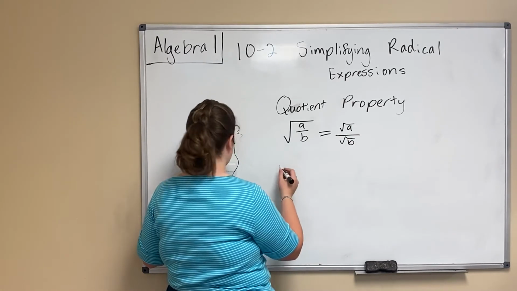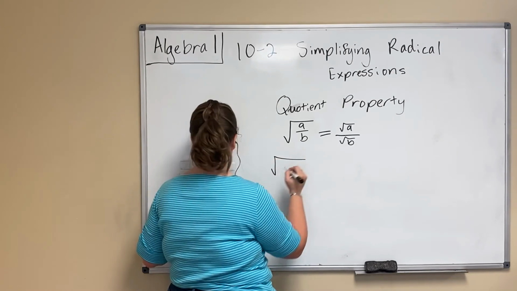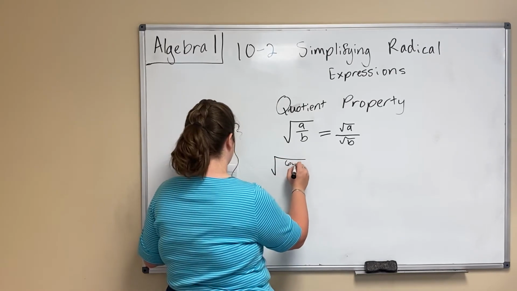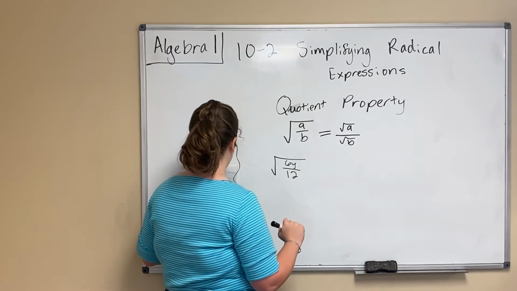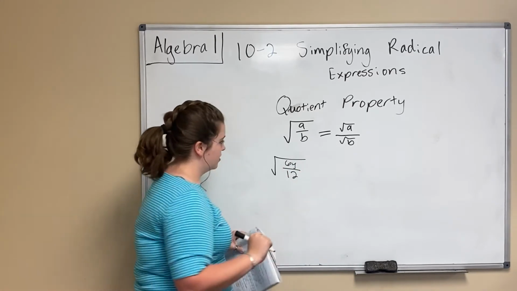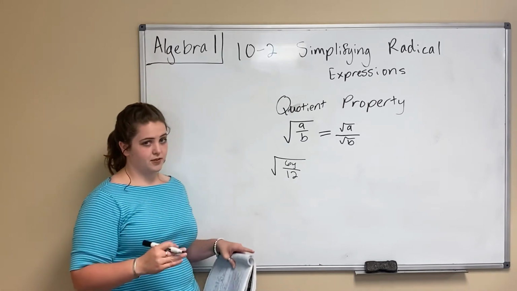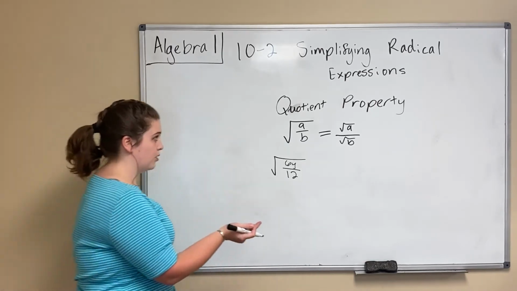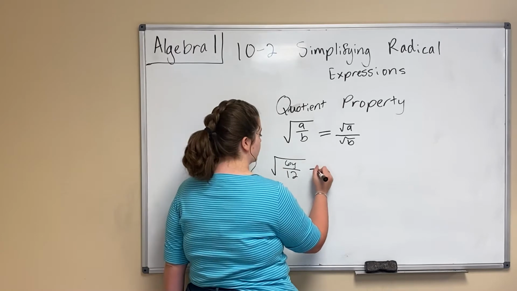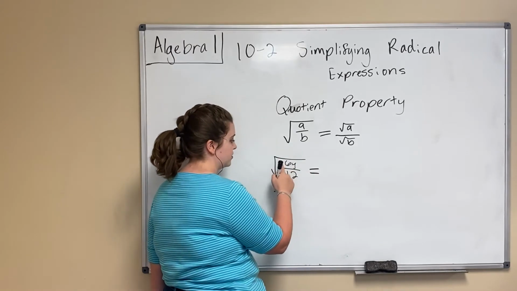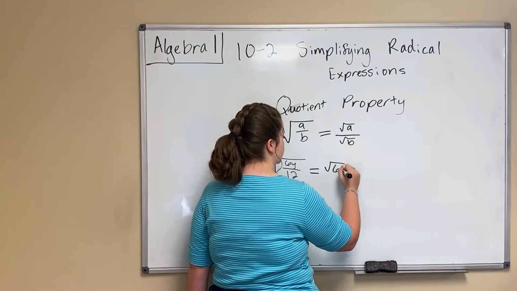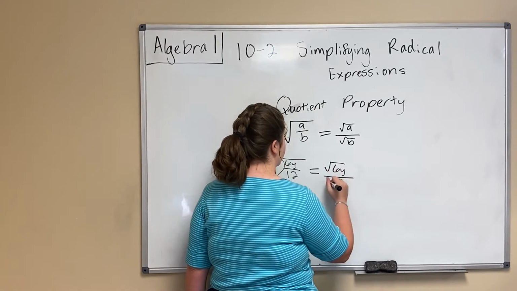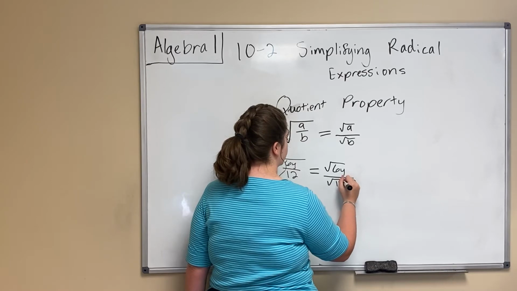So suppose I had the square root of 6y over 12, and I asked you to simplify this. What you're going to do is, using our quotient property that we just learned, you're going to say, I know that the square root of 6y divided by 12 is the same as saying the square root of 6y over the square root of 12.